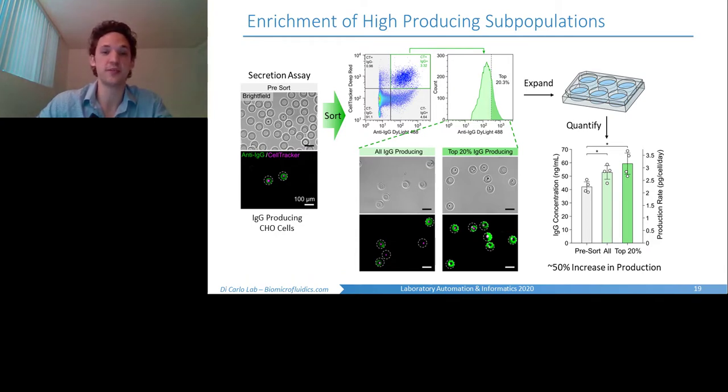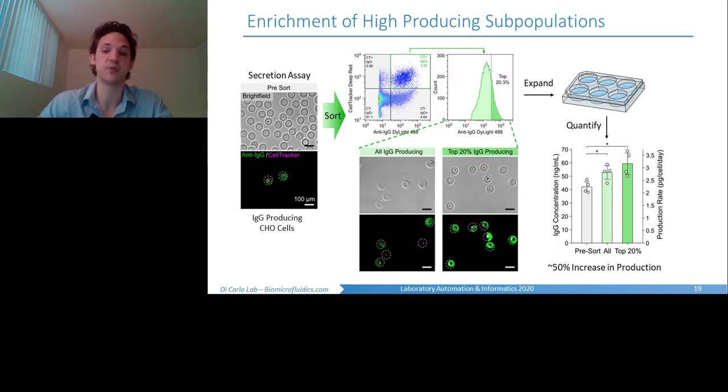So what we did is we selected 2 different populations. One is all producers, so these are the conditions where we're just selecting out ones that are producing antibodies, and we're trying to get rid of the population that's no longer producing. We also took it a step further and selected out a higher tier of this subpopulation, the top 20% of producing cells. We then expanded these over a little over a week, and then we did a well-plate ELISA assay to see what our production levels were.